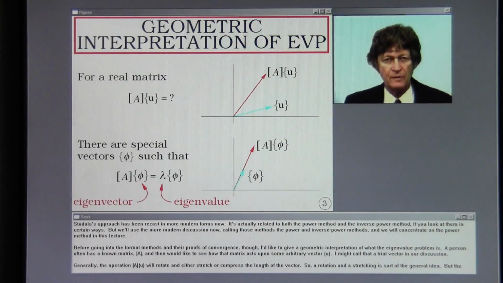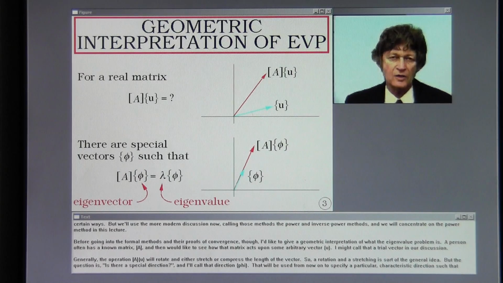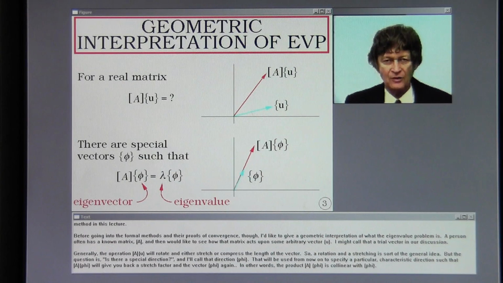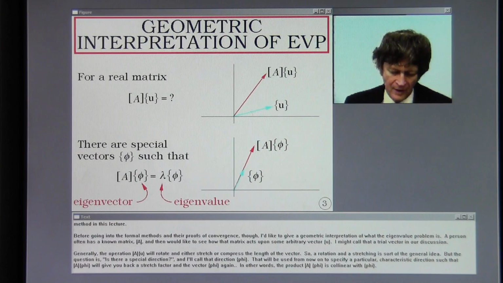Stodola's approach has been recast in more modern forms now. It's actually related to both the power method and the inverse power method if you look at them in certain ways. But we'll use the more modern discussion now, calling those methods the power and the inverse power method. And we'll concentrate on the power method in this lecture. Before going into the formal methods and their proofs of convergence, though, I'd like to give a geometric interpretation of what the eigenvalue problem is.